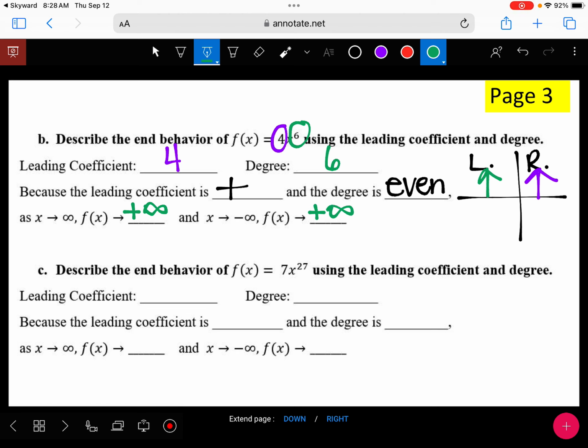All right, let's look at letter C, and then we'll do a matching. So let's look at letter C. Our leading coefficient is 7. My degree is 27. So my leading coefficient is positive, and is my degree even or odd? Odd.